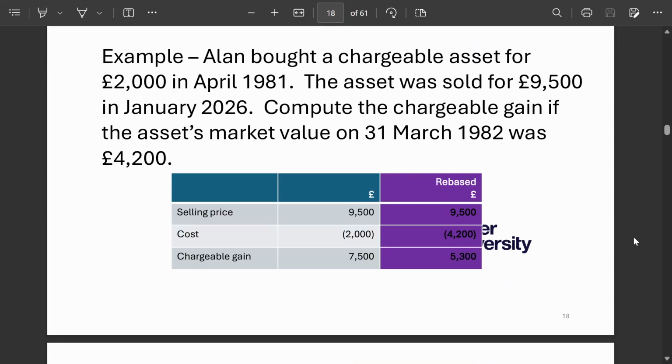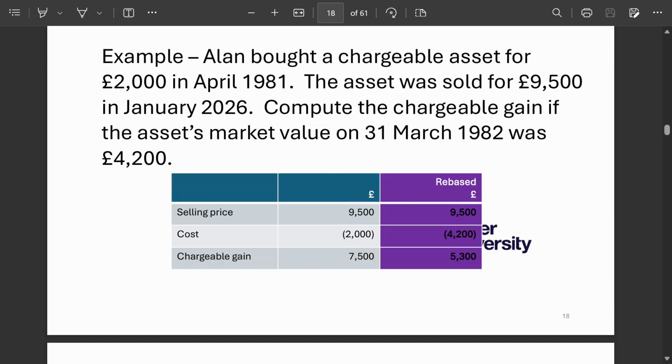So he buys a thing in 81. So 81 is before March 1982. When you get a question like this, you're supposed to use the 1982 rebasing rules, which is 31st March 1982. You have to remember this date, right? They'll give you two pieces of information, at least on the cost price. Since he bought it before this date, this number will be ignored.